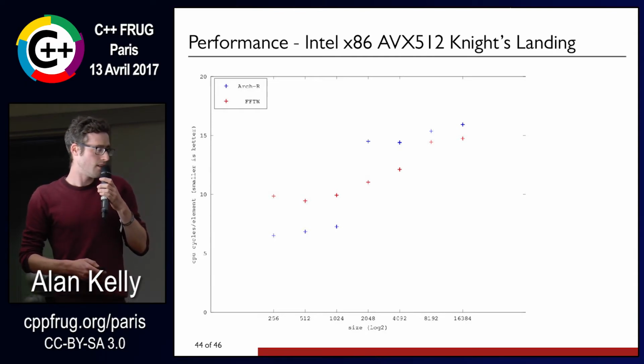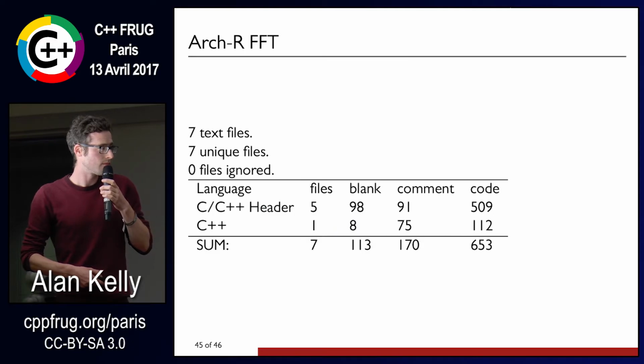Earlier on in this talk, I launched count lines of code on the FFTW, so I need to do the same on my FFT. 653 lines of code versus 300,000 lines.